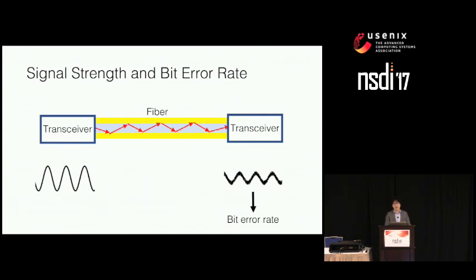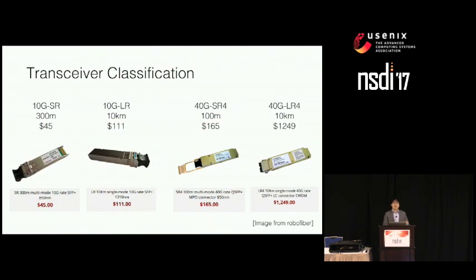The IEEE spec requires communication systems to have a bit error rate of less than 10 to the negative 12. Depending on how far they want to reach, transceivers have very different internal designs, and this makes them cost very differently. This is a snapshot I took yesterday from a transceiver vendor for 10G and 40G technologies. The left two transceivers are for 10G networks, and the right two are for 40G networks.